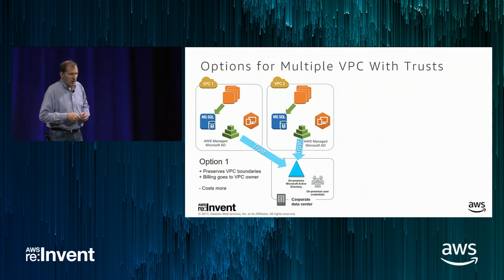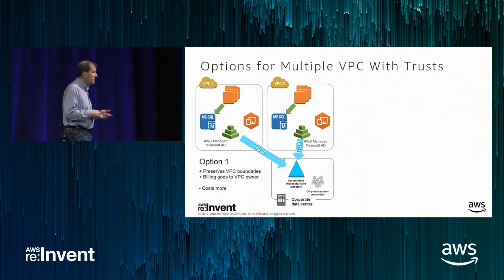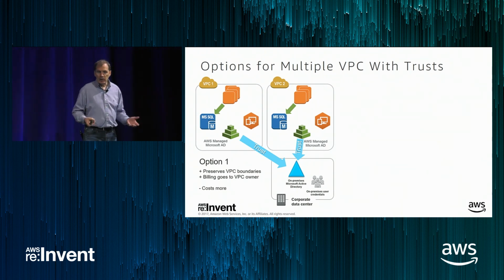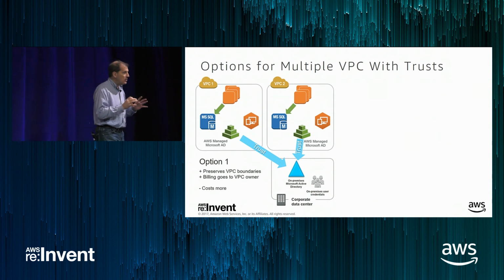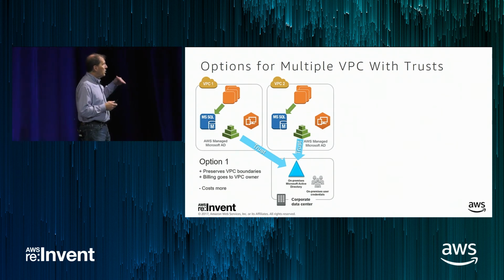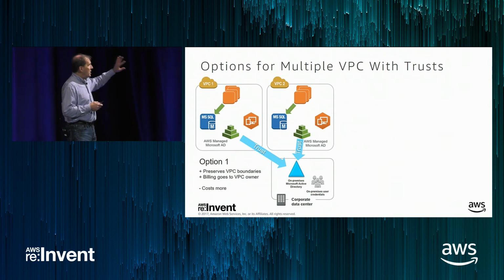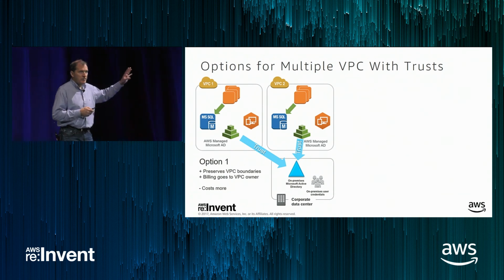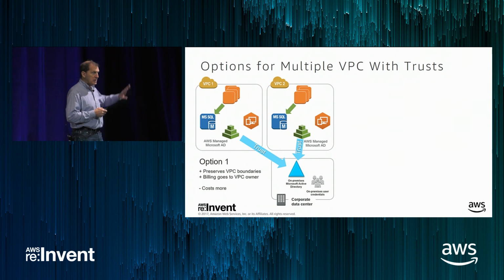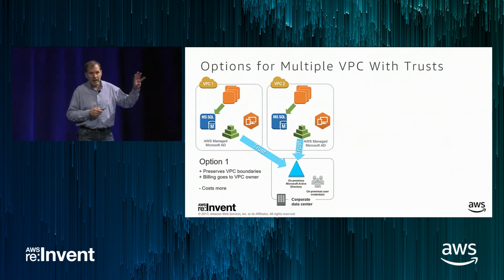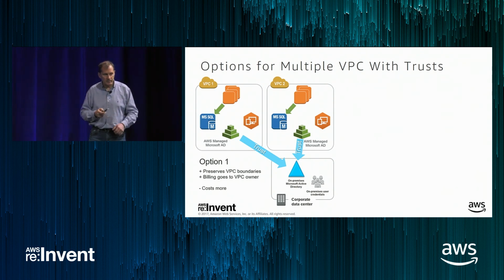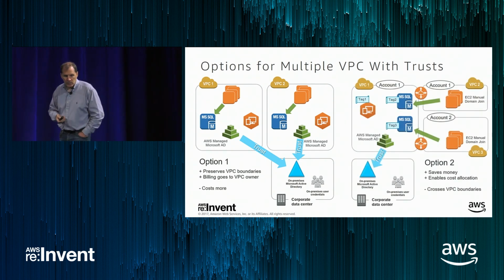Now, what this option does is it preserves the VPC boundaries for you. So if you're using VPCs for security purposes, you get to keep those boundaries, and the billing will go to the VPC owner. So if you created a directory in VPC1 and your RDS SQL Server in VPC1, then that account gets the bill. This solution does cost more because you have an Active Directory in each one of your VPCs with a trust back to a central location.